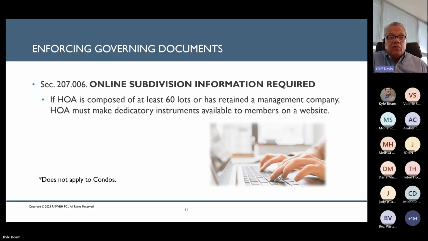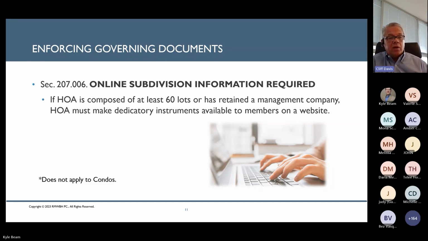This is in Property Code Section 207.006, and it's a relatively new law that says that if your association is composed of at least 60 lots, or if it's smaller than that and you have retained a management company, you must make all of your dedicatory instruments available to the members on a website. It's important to note that this does not apply to condominiums right now. We suspect this may change, where either this or something similar to this is going to apply to condos. So keep in mind, especially if you're a small association out there, that if you have retained a management company, you've got to put all of your dedicatory instruments on a website. And obviously, if you're larger than 60 lots, everything needs to be on a website.